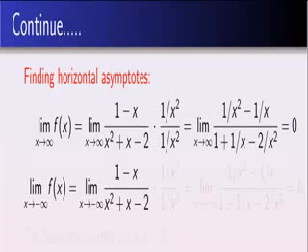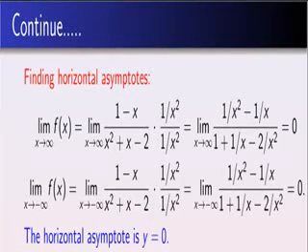Also, if you evaluate the limit as x approaches minus infinity for the same function, doing the same trick here, you will find that the value of this limit is equal to 0 as well. That means the horizontal asymptote that this function may have is y equal to 0.